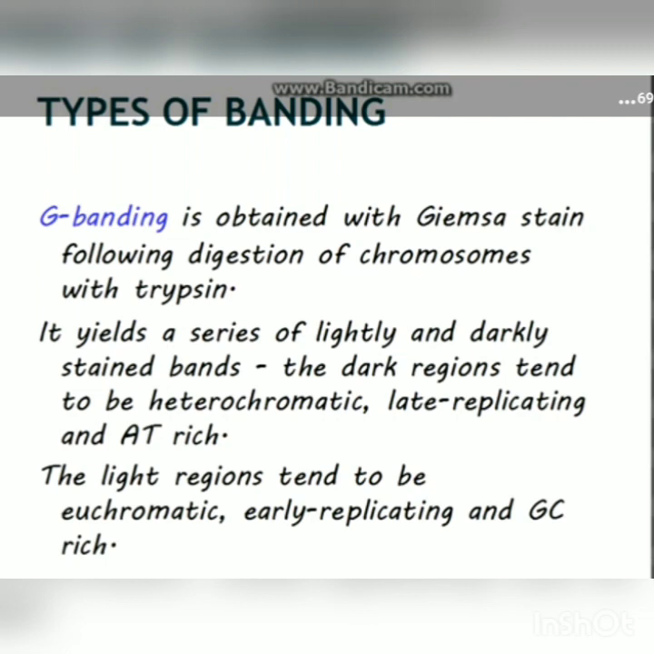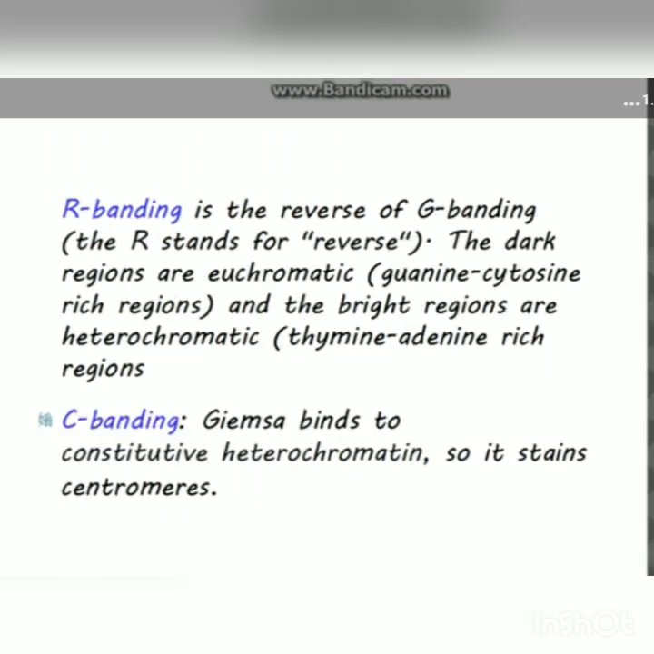We use it if we want to see the euchromatin and heterochromatin regions of a particular chromosome, right? Next is R banding. R banding is the reverse of G banding. That is, the dark regions are euchromatic and the bright regions are heterochromatic. Then C banding gives us constitutive heterochromatin. It stains the centromere. MCQ question, very important, right? C banding is used to stain only centromeres.